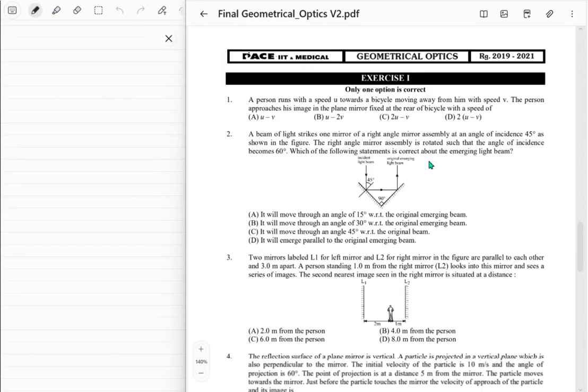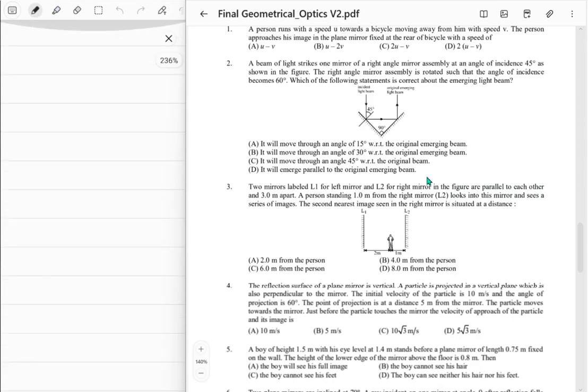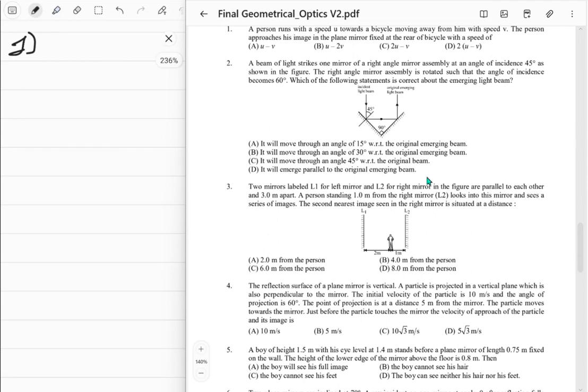Exercise 1. Let's do it. Question number 1. A person runs with a speed u towards a bicycle moving away from it with speed v. The person approaches his image in the plane mirror fixed to the rear of the bicycle with a speed of... Oh, right. So approaches his image.